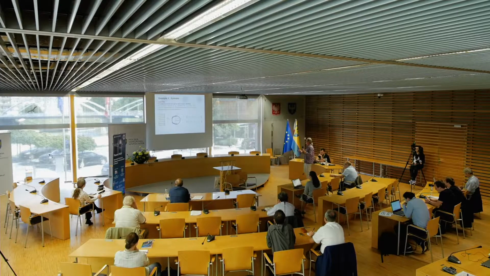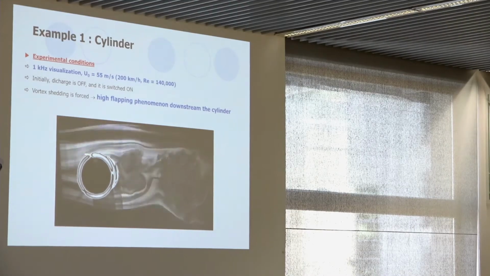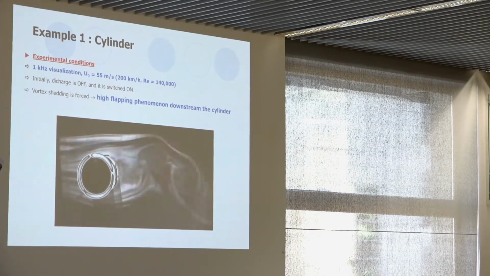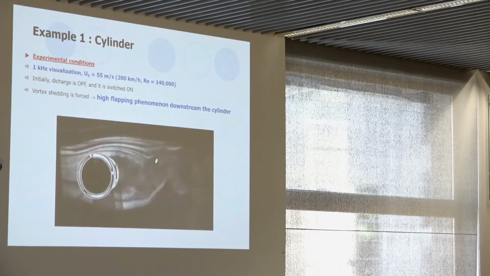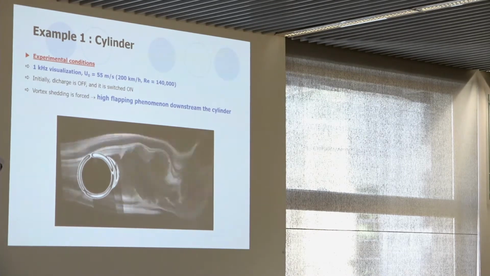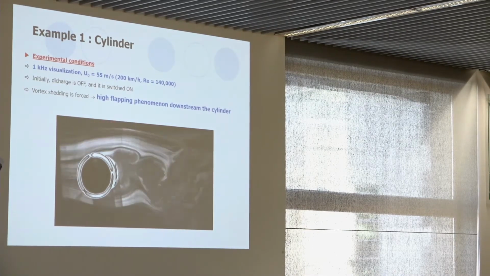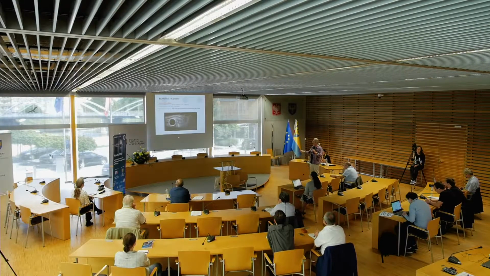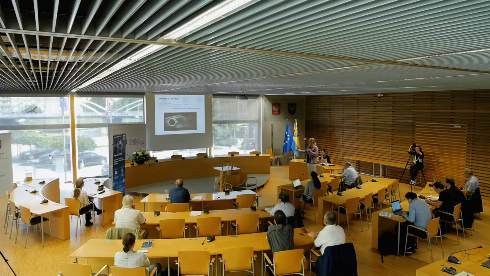So I'm going to show you only one example. It was at 55 meters per second. So here's a cylinder. The flow is here. Without discharge, we can see the flow is rather quiet. And when we switch on the discharge, there is a high flapping phenomenon down from the cylinder. That means we increase mixing, for example.